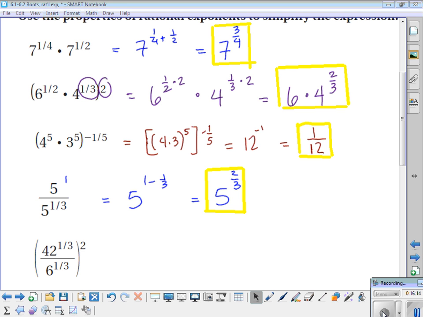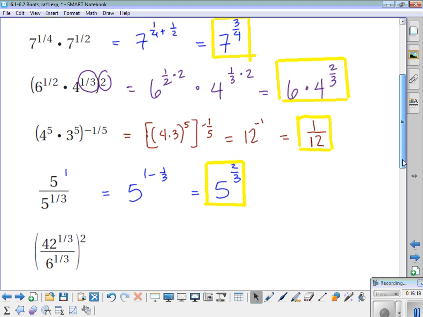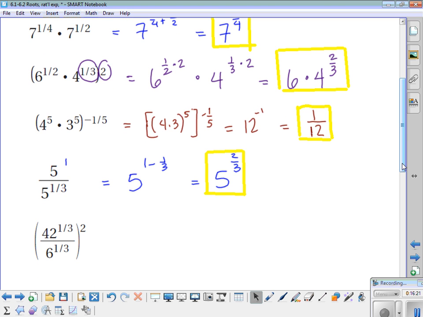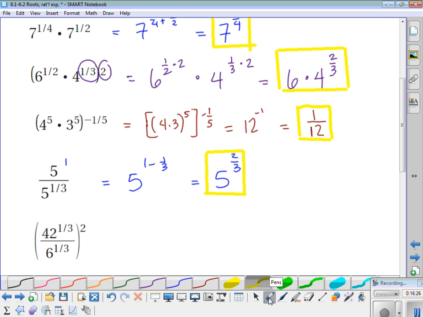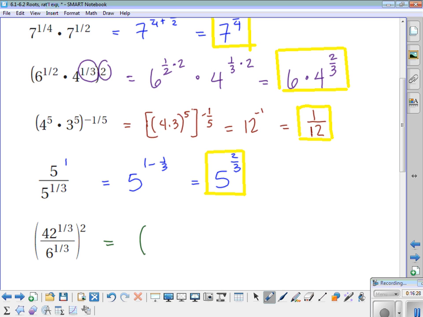Okay, so now I've got 42 to the 1/3 power divided by 6 to the 1/3 power, and then the whole thing is being squared. So again, if you have two things being raised to the same power, you can rewrite them. I can rewrite it as 42 over 6 being raised to the 1/3 power, and then the whole thing is being squared. So what is 42 divided by 6? 7. It's 7. And then I do 1/3 times 2, and I get 2/3. So that would be 7 to the 2/3 power.